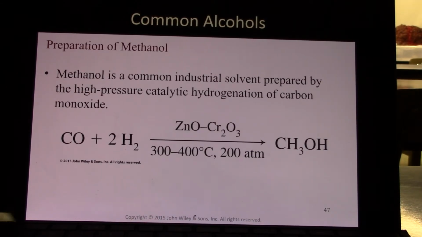The preparation of methanol. Methanol is a common industrial solvent prepared by the high-pressure catalytic hydrogenation of carbon monoxide. And so this is a form of synthesis gas in which carbon monoxide and hydrogen gas are reacted at super high temperature, like 400 Celsius, and very high pressure, 200 atmospheres. So 200 times more pressure than what you get at the surface of the Earth, with zinc oxide chromate catalysts, and you can get methanol out of this reaction mixture.